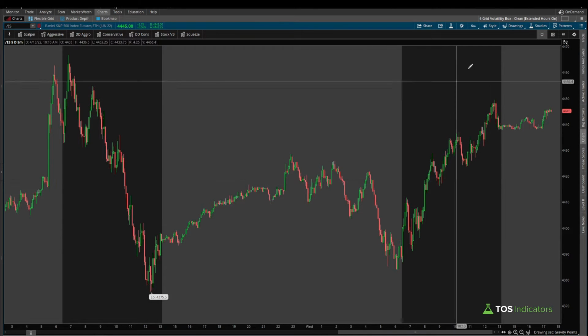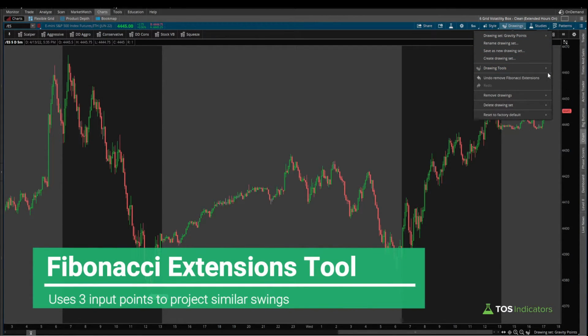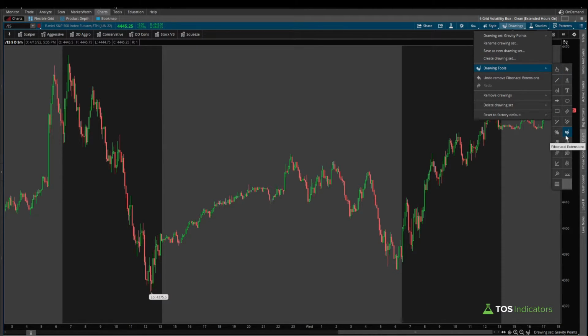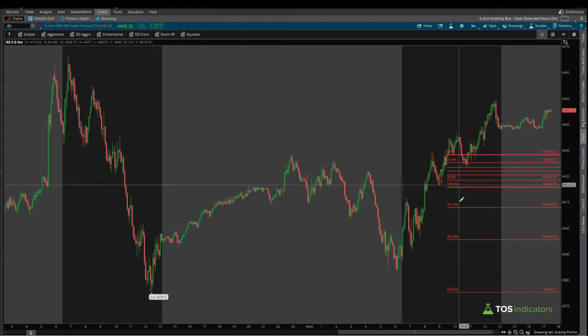Coming into our Thinkorswim charts, let's start by first selecting the Fibonacci Extensions Drawing Tool. Select Drawings, go to Drawing Tools, and here select Fibonacci Extensions, which is the icon to the right of the Retracements tool. Once you click it, select any 3 points on your chart. For your first time, it doesn't really matter.